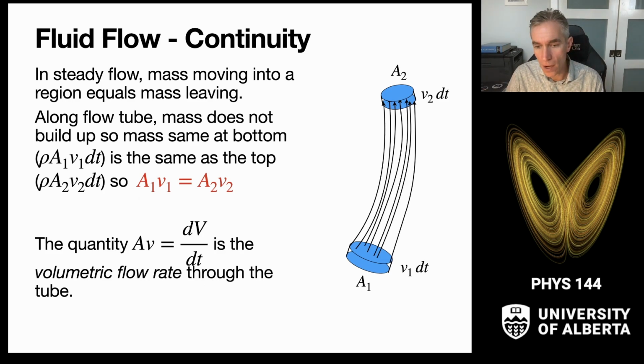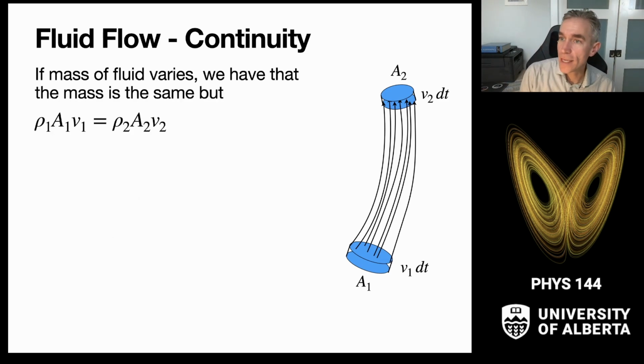Okay, now we also can have the case that the density of the fluid can change. In that case, then the density times the area times V is going to be a constant over time. So that is, again, asserting that the mass passing through a flow tube per unit time is always going to be a constant, because you're not building up or reducing mass inside of these flow tubes.